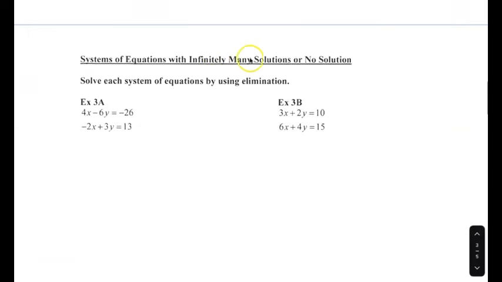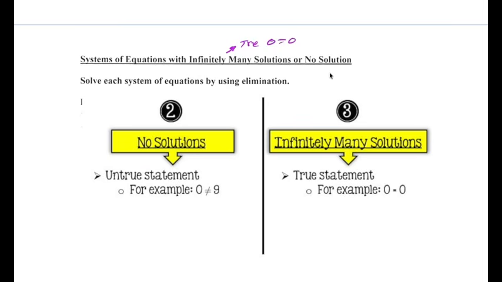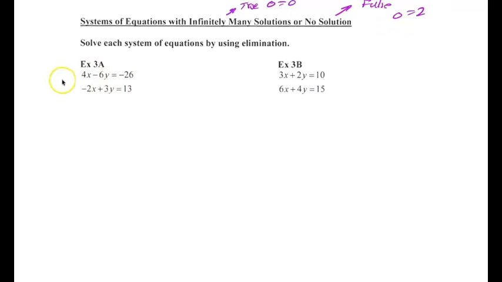How do infinitely many solutions or no solution work? Same thing as before. Infinitely many is if you have a true statement, something like 0 = 0. If you get a false statement, something like 0 = 2, then it's no solution. Same idea. I want to cancel out one of the variables. If I want these x's to cancel out, I have to multiply the bottom by 2. They both become 4.